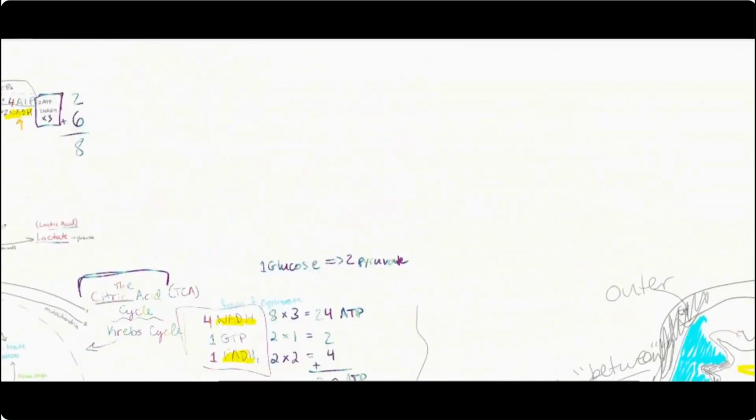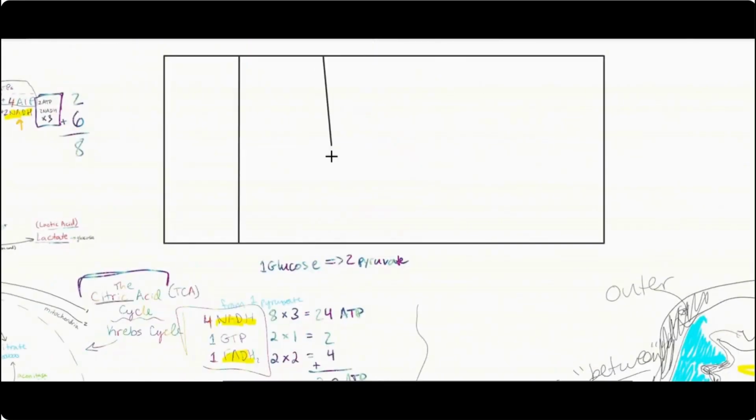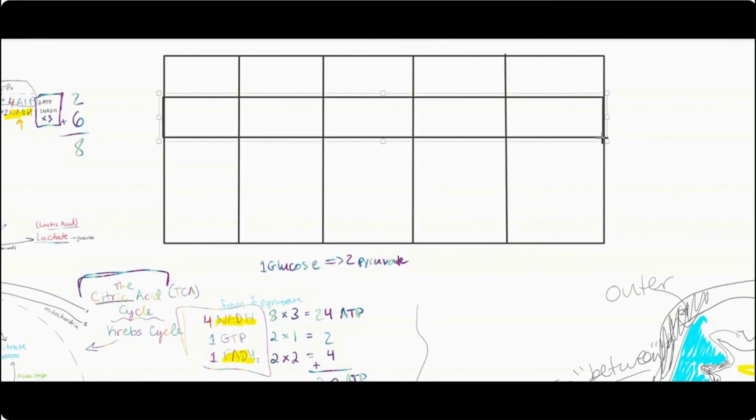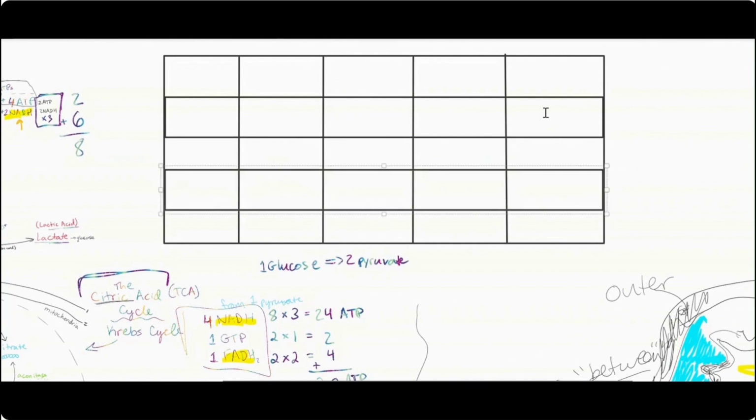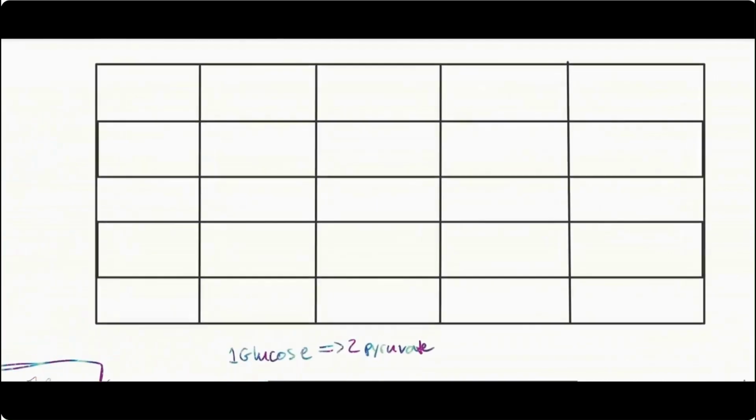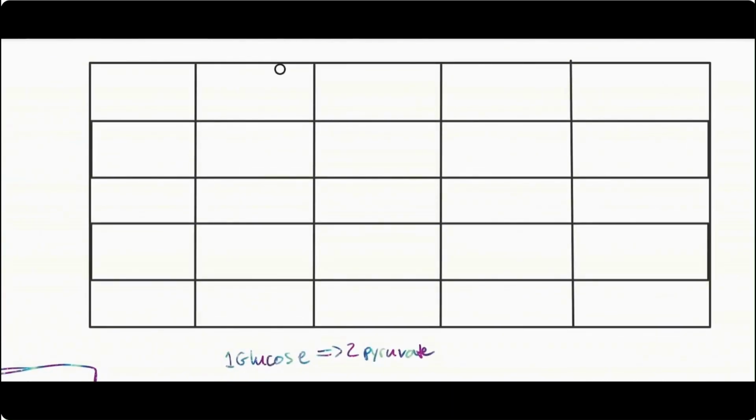Now over here, I'm going to draw out a table for us, and we're going to fill in this table together to summarize everything that we've gone over in this procedure of glycolysis and the Krebs cycle and oxidative phosphorylation, including the electron transport chain, so far. So we are going to go over 5 key topics in this table that we're going to fill in together.